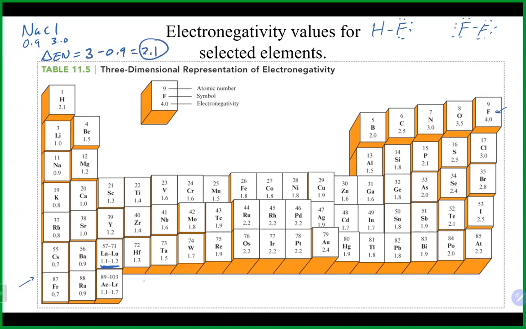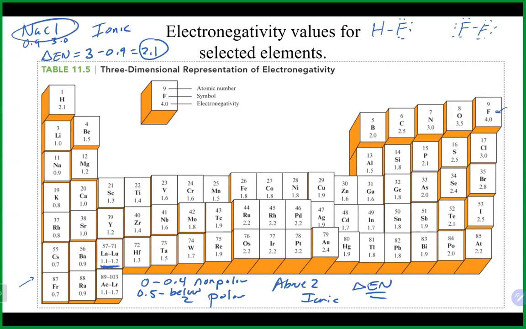And again, anything from 0 to 0.4 is nonpolar. Anything from 0.5 to below 2 is polar. And anything above 2 is ionic. And this would be our change in electronegativity values. So here we could clearly see we're above 2, and we would expect this bond to be ionic, no sharing of electrons. Once again, you really don't need this because that again is a metal and a non-metal, so I already know it's ionic. I don't even really need the numbers or the values to determine that it's an ionic bond. So let's take a look at the other one. We have fluorine, F2.